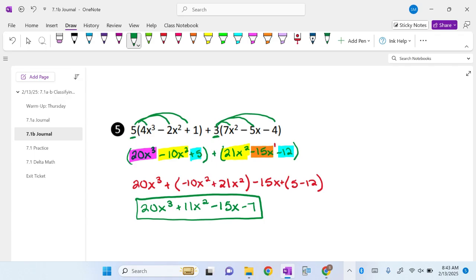Now, what type of polynomial is this? It's just a polynomial. What's its degree? 3. So the fancy name for a degree of 3 polynomial is what we call a cubic polynomial. And again, all cubic means is that it has a degree of 3.